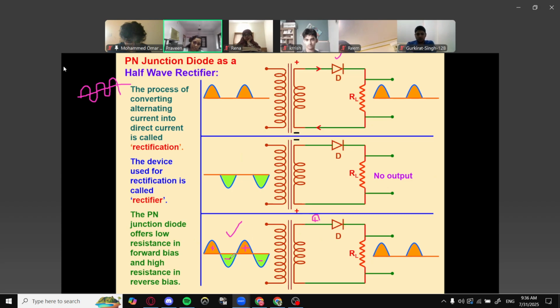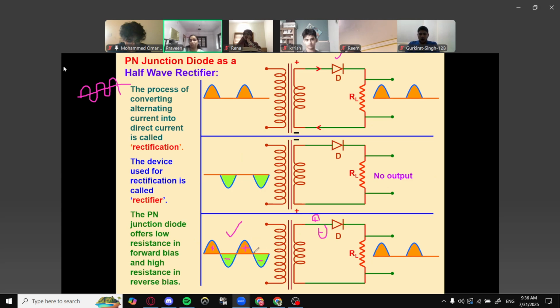Okay. Now, the second one is what? This negative cycle. So this negative cycle goes to the diode. When the negative cycle comes, that is negative to positive, which means what? Diode will not be conducting. So this negative cycle will be cut off, and in the output, you will not be seeing the negative half cycle.